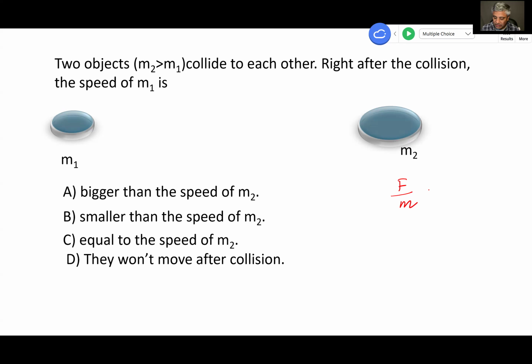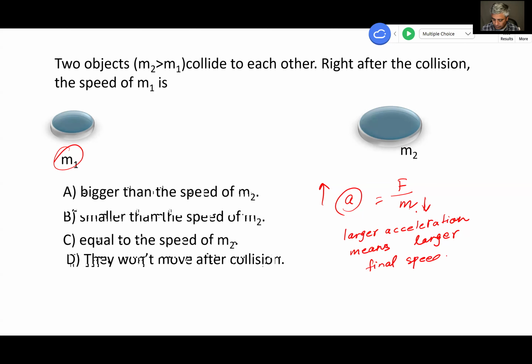Now mass. So force we know, mass we know. So it's smaller. Smaller mass means, since force and mass are related to acceleration, so let's say that is acceleration. Smaller mass means larger acceleration. So if something is accelerating larger means, so it looks like A is the correct answer in this case.